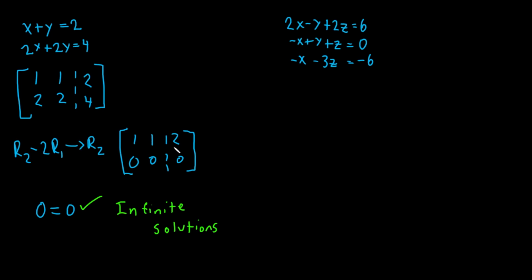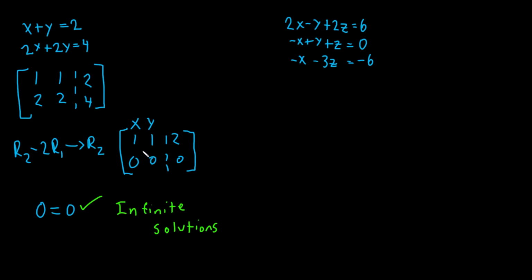Remember, we have 2 variables in the system. The first column represents the coefficients of the variable x. The second column represents the coefficients of the variable y. We set the free variable equal to the variable in the column with no leading one.